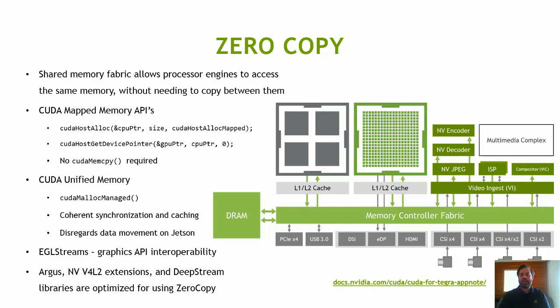Other engines can use zero copy in addition to the GPU, like the camera ISP and codecs with EGL streams, which are interoperable with OpenGL and CUDA. So you can do zero copy between more than just the CPU and GPU, practically the whole system. It's highly recommended to take advantage of these techniques when optimizing your applications to achieve the peak performance and utilization from the device.